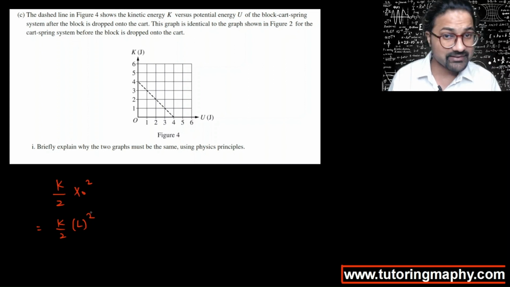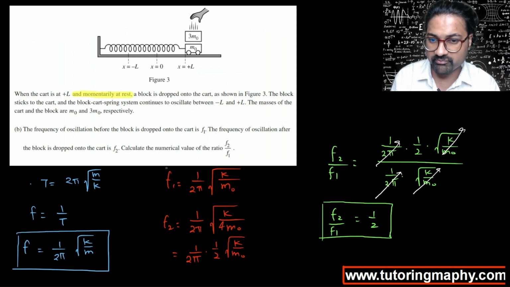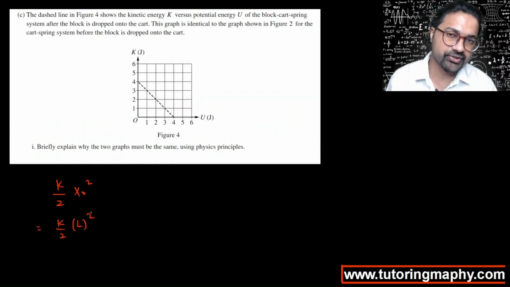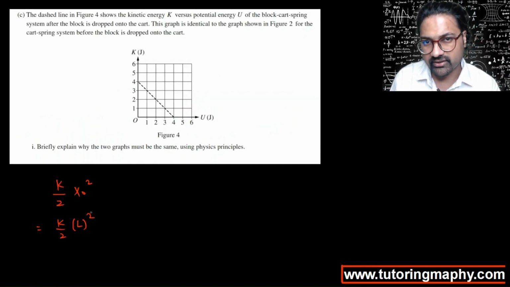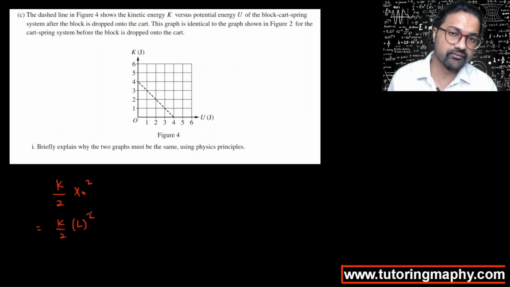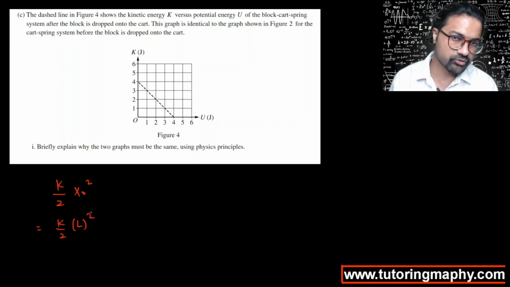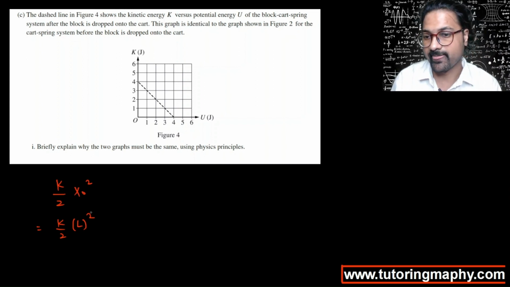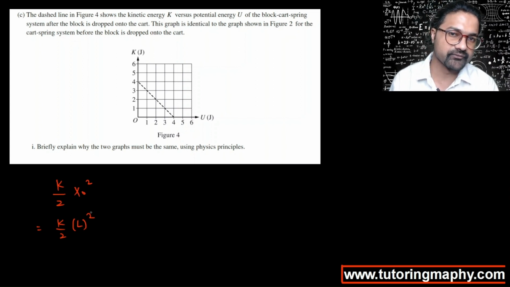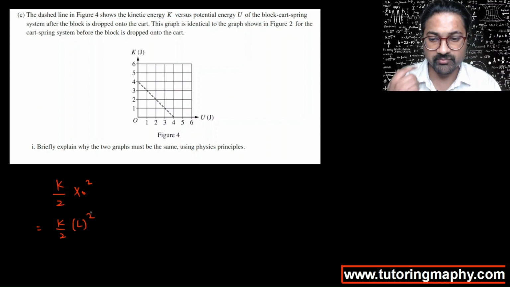And since the mechanical energy is still conserved, because there is no external force. Obviously, the friction is already being ignored. They are already saying that you have to ignore the friction. So there is no non-conservative force. Mechanical energy is conserved. Since the amplitude remains the same, at the extremes the energy is the same as the previous one, and hence the total energy just remains the same. That is the justification of why the two curves are identical in this particular case.